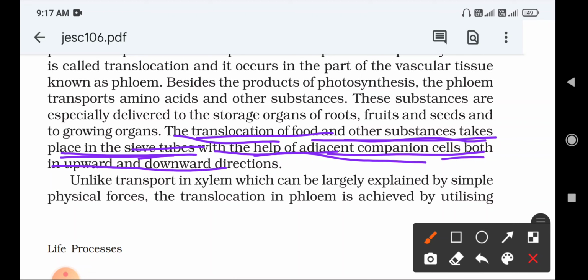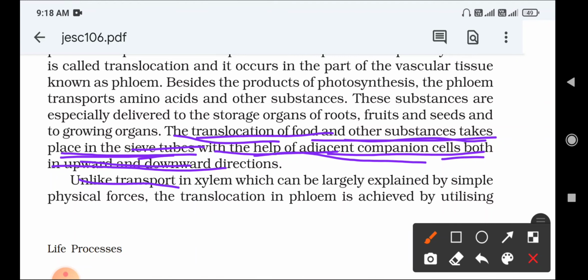Sieve tubes, with the help of adjacent companion cells, transport in two directions, upward as well as downward. But in xylem it takes place only in one direction, the upward direction, whereas phloem transports food particles in both the upward and the downward direction. This is the first major difference between xylem and phloem. Xylem moves substances only upward, but phloem moves them both upward and downward. Okay, remember that.